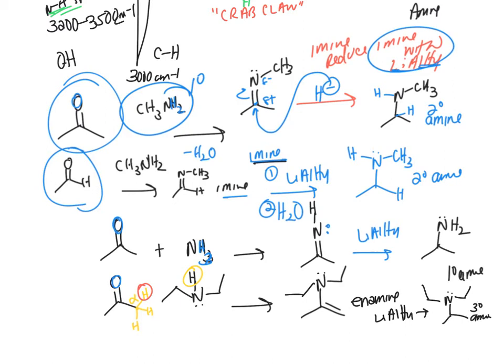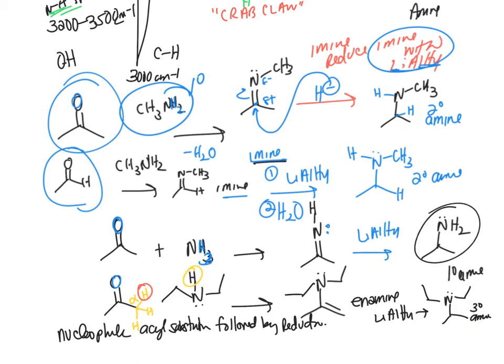So you can make those different amines, primary, secondary, tertiary, and this is called a nucleophilic acyl substitution reaction, followed by reduction. So that's one way to synthesize the different classifications of amines.